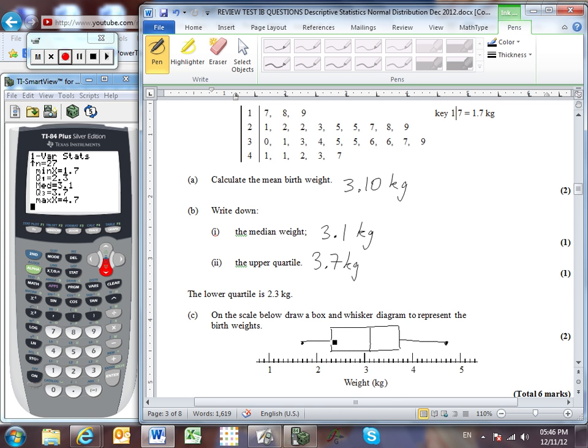Please note that on a box and whisker diagram, we do not graph the mean anywhere. It's just a coincidence in this situation that the mean and the median are the same. Usually, the mean is completely irrelevant in a box and whisker diagram. That's only going to be the minimum, lower quartile, median, upper quartile, and the max.